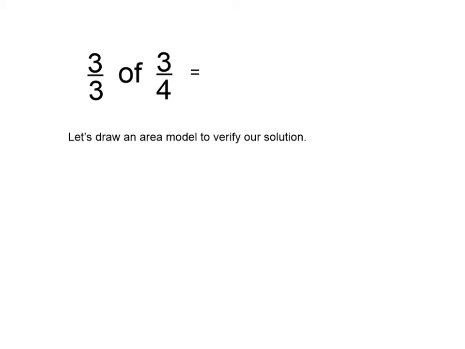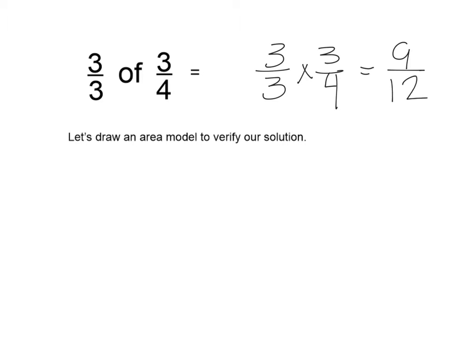Let's try another one. We have 3/3 of 3/4. So we're doing 3/3 times 3/4. 3 times 3 is 9. 3 times 4 is 12. We have 9/12. Let's draw an area model to verify our solution.